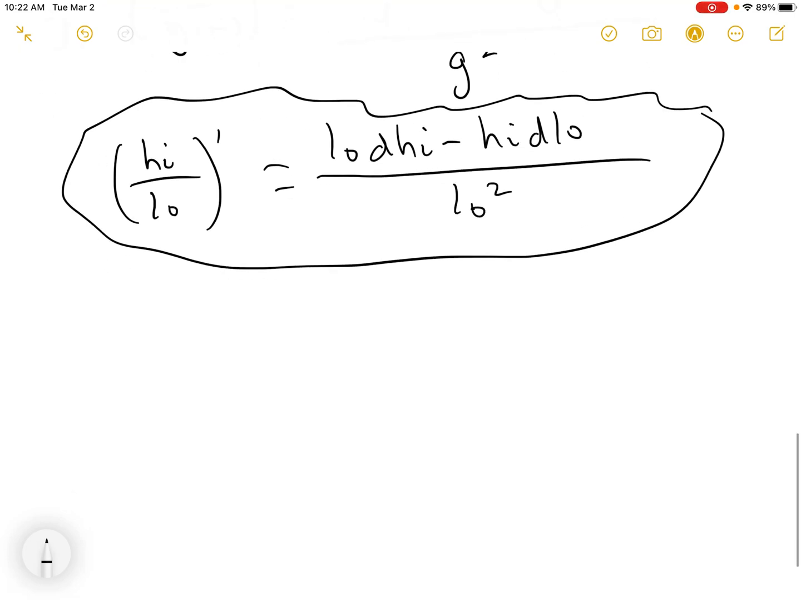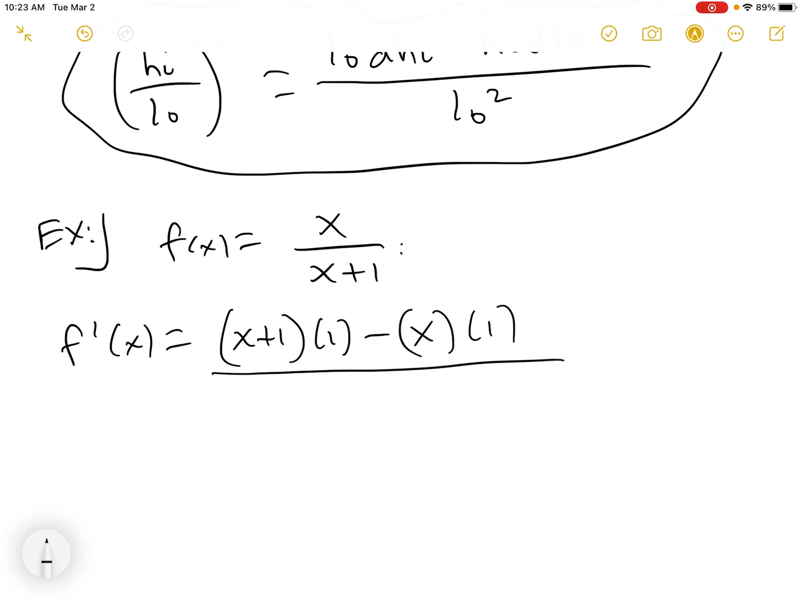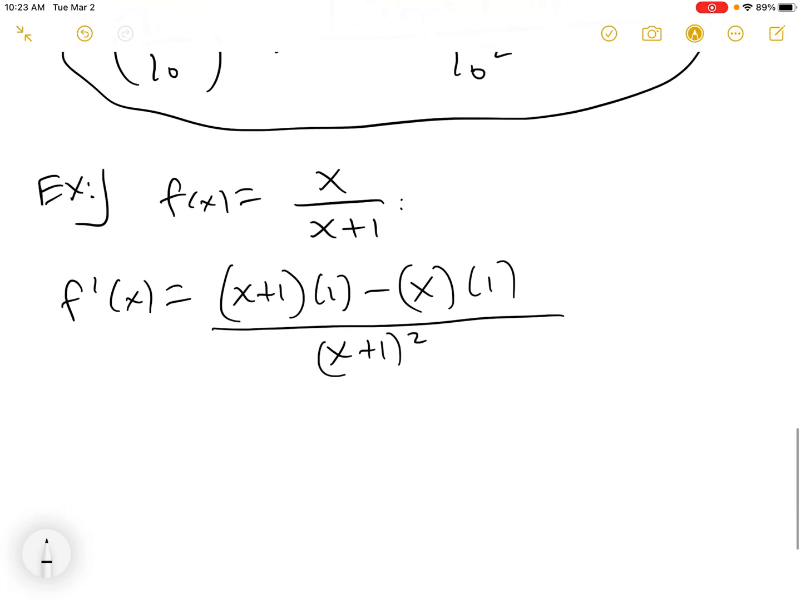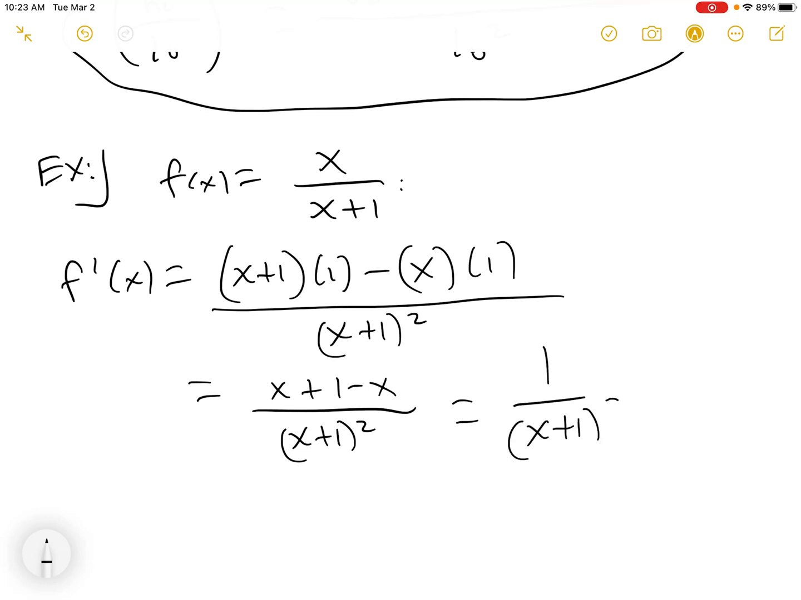And so, for an example, let's look at, well, yesterday's quiz. Right? It was the last time you had to do the limit definition. So now with the quotient rule, f prime of x is going to be low d high minus high d low all over low squared, which is x plus 1 minus x over x plus 1 squared, and that's 1 over x plus 1 squared.